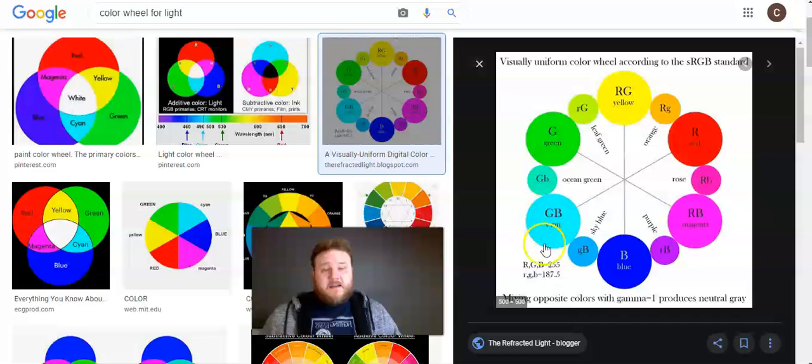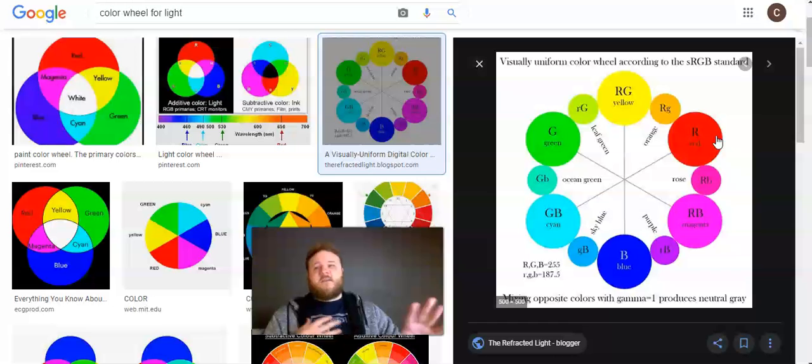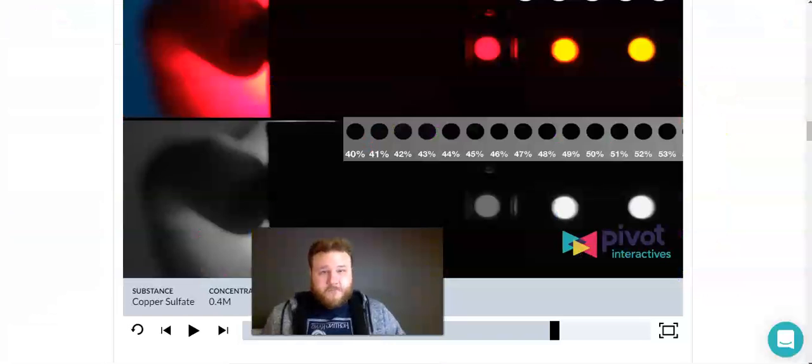Look at where cyan is, and we just determined that the color of our solution is probably close to cyan wavelength. The opposite of cyan is red. So that makes sense that it is going to absorb all of the red wavelengths and it's going to leave behind the cyan wavelength. That's why the color of the solution has that bluish tint to it.